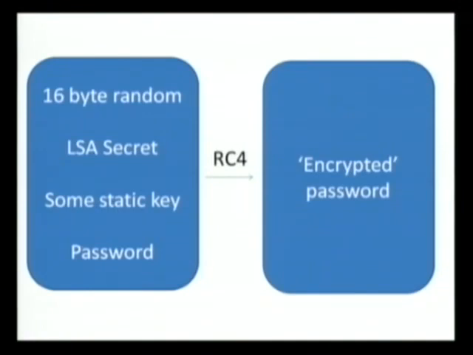What Windows does is it takes a 16-byte random, which it generates on the spot, so it's different every time. It takes that LSA secret, which is like 256 bytes. It takes some static key that's hard-coded in the DLL, and it uses that to create a key. And combining those things, it creates that key and encrypts the password using RC4, a Unicode version of the password.